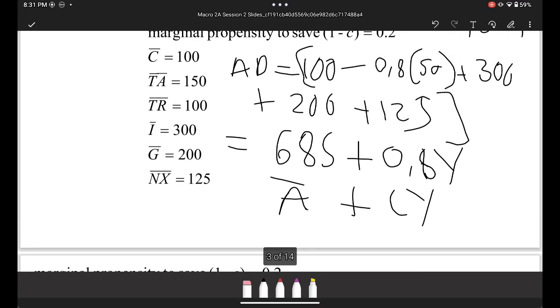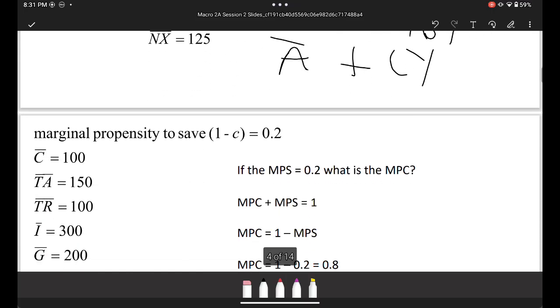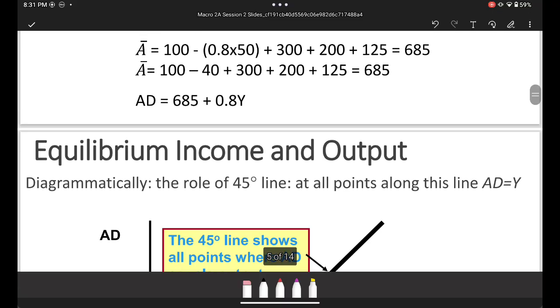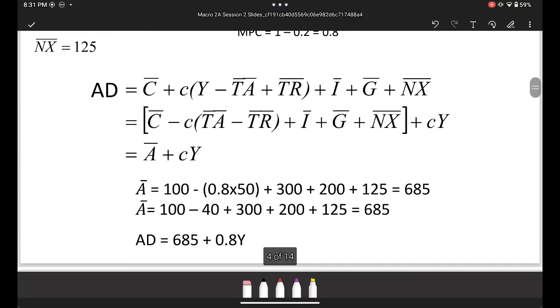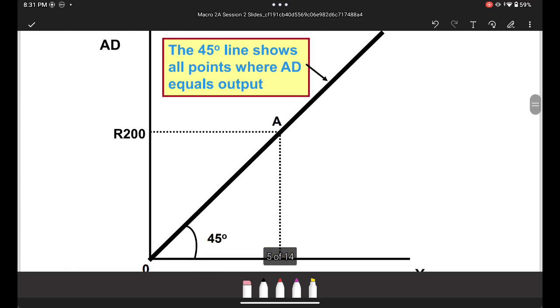So you see, all autonomous, we worked it out when we got that. We got 685 plus cy. Easy. 682. Yeah, see? That's how they did it. So when you want to find the equation, you do that, right? You don't need to work out y. Anything induced is dependent on something you don't know, so we do not work it out, right? Okay, that's how they did that.